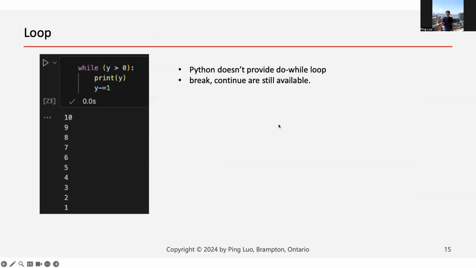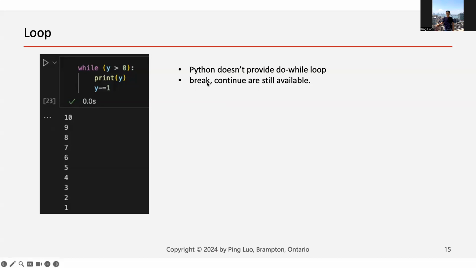Also, we have loops in Python, using a similar format, using the colon to start the loop. But the thing is, Python doesn't provide a do while loop. I know many other languages have this feature, but Python doesn't. Of course, we can code a way to specifically do something first and then create the while loop. But yeah, there is no do while loop.